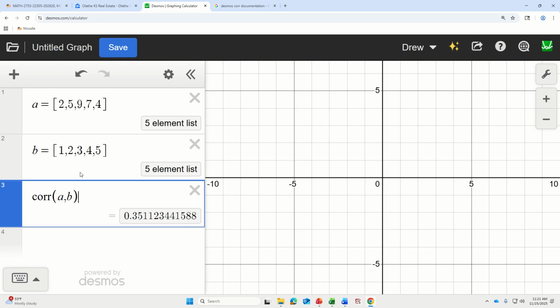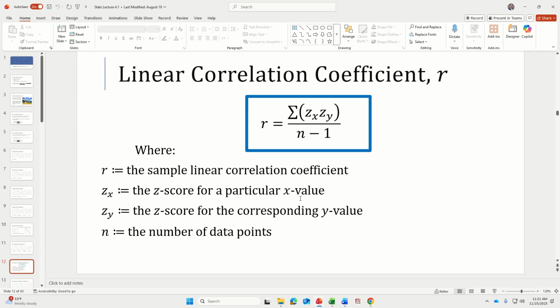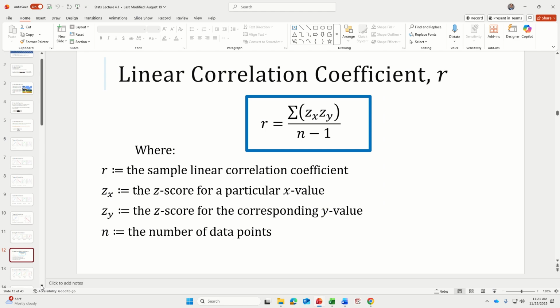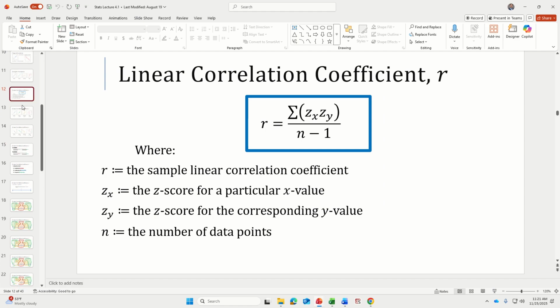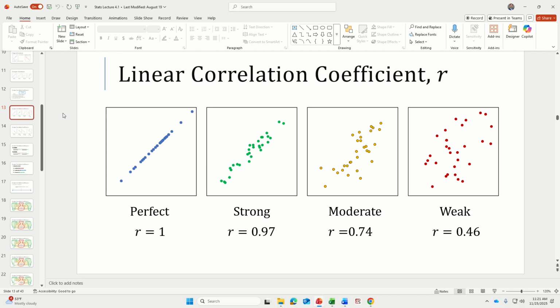So I've got the correlation coefficient, CORR, in Desmos. And we were just discussing this. Let's see what it means. How do we interpret the linear correlation coefficient? Well, if I have a perfect correlation, then R is going to equal 1. The linear correlation coefficient will equal the number 1. That means a perfect correlation. If it's strong, you should have an R value that's greater than 0.9. If it's moderate, then you should have an R value that's greater than 0.7. And a weak correlation would be anything that's less than 0.7.